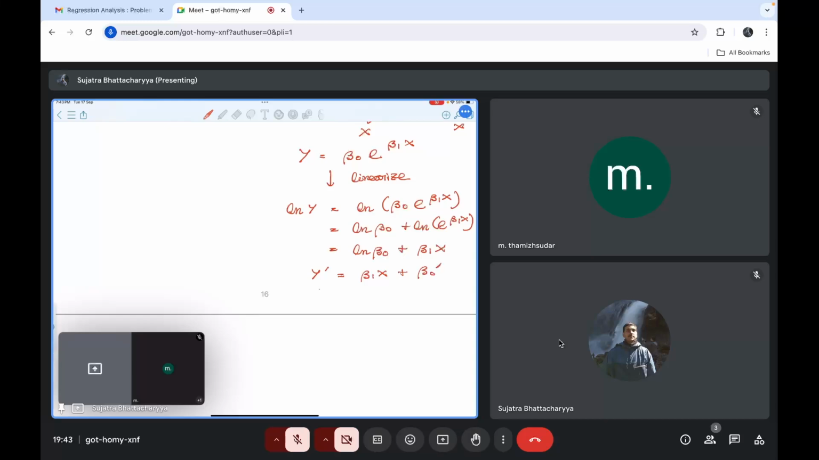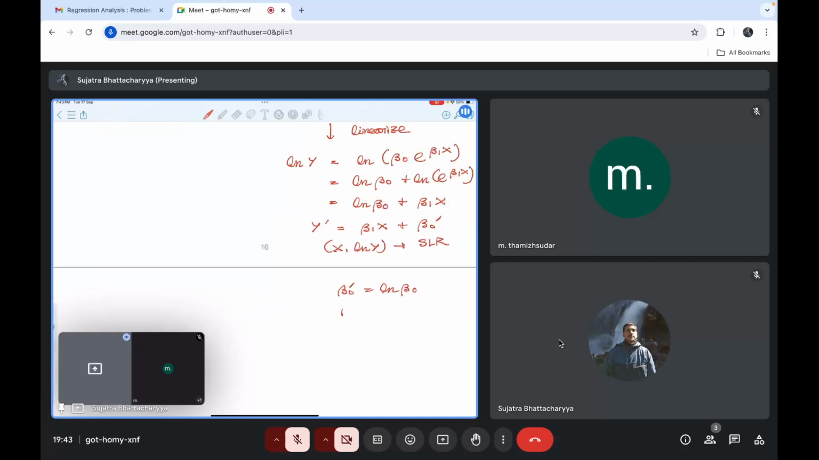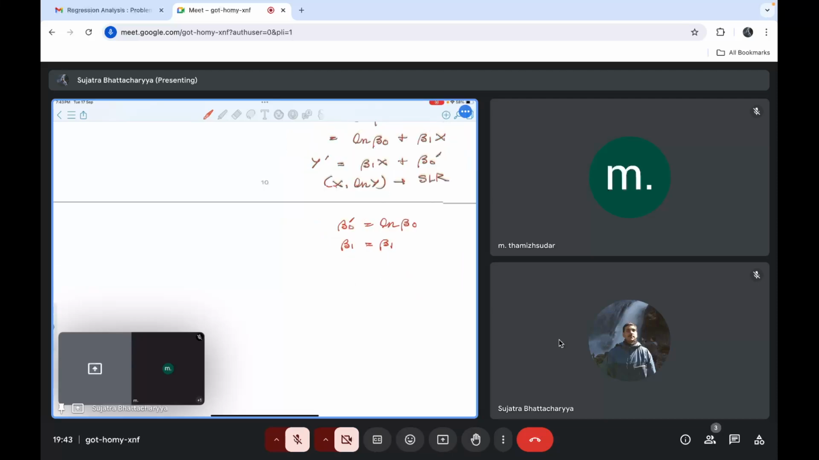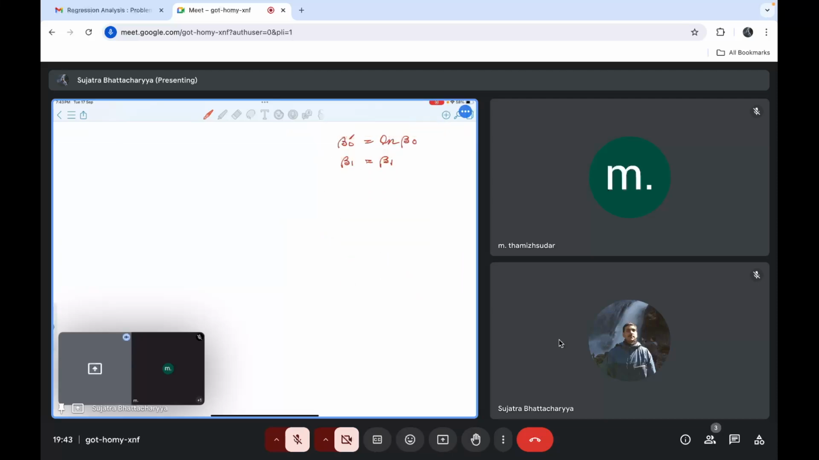So if you now do a fitting between x and log y, a simple linear regression model, whatever intercept you get is nothing but beta naught dash, which is log beta naught, and the slope which you get is nothing but beta 1. That's all. This is one of the cases.